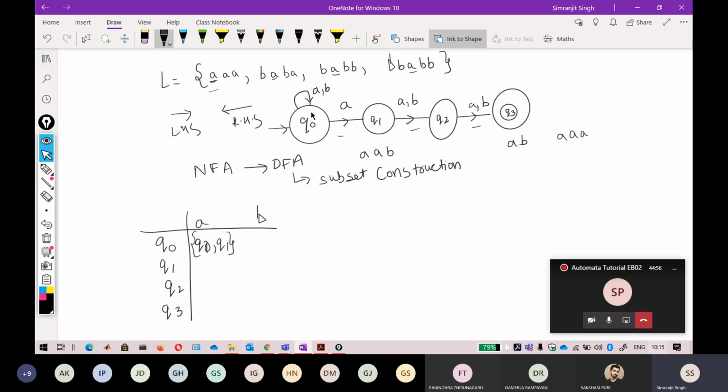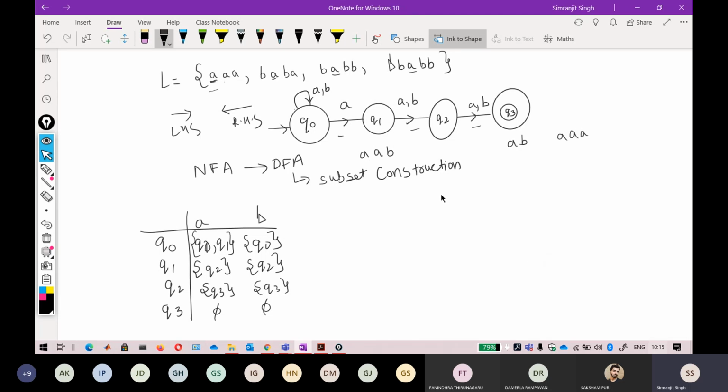On Q node, it is going towards Q node. On B, it is going towards only Q node. On A, it is going towards, I think, only Q2. And on Q1, B is also going to Q2 in the same way. It is fairly basic that it is going towards Q3, and there is a dead configuration here. Again, it will become lengthy, I think. Let me draw a bigger table here.